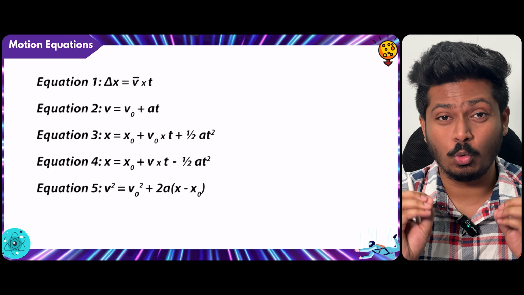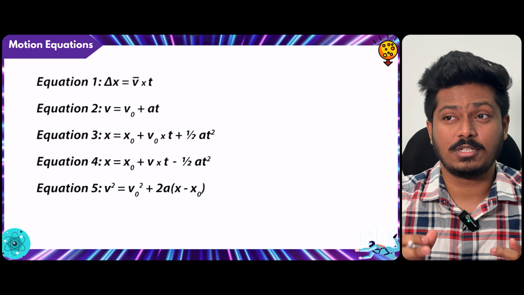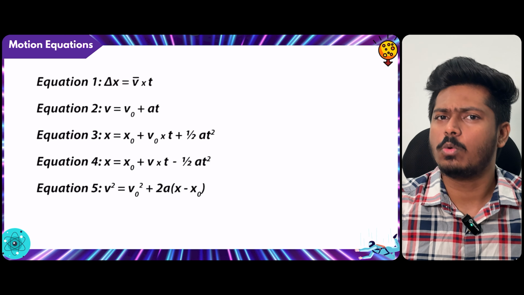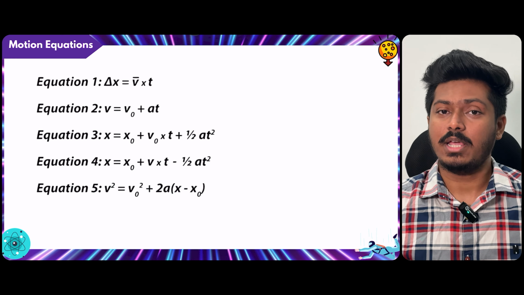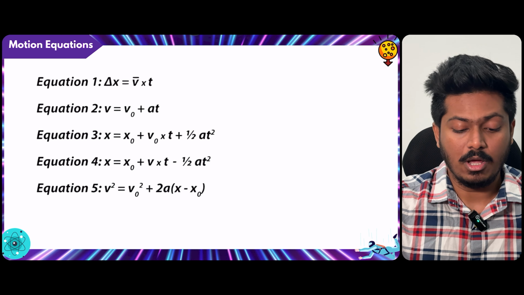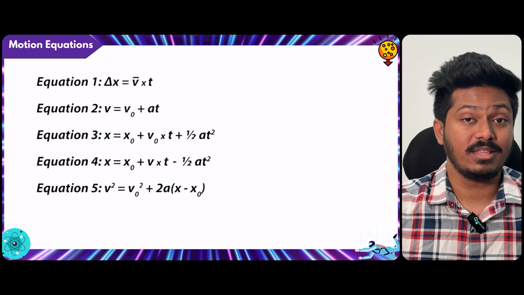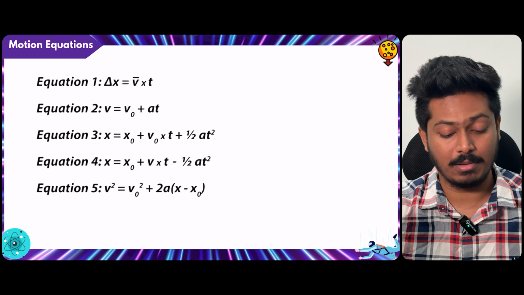These 5 equations relate these physical quantities such as velocity, acceleration, displacement, and time with each other. Not every equation is able to relate all of them, but some equations do. Now when we take a look at these notations, each of them represents a different thing. For example, V0 is going to be the initial velocity, while V is the final velocity of an object. A is the acceleration, T is the time, obviously.